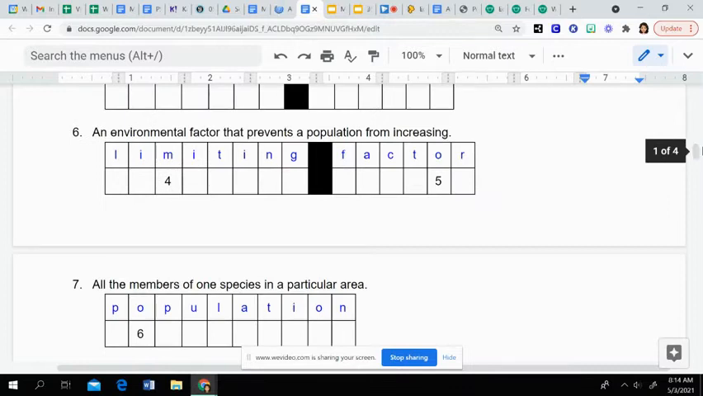6, an environmental factor that prevents a population from increasing is called the limiting factor. 7, all the members of one species, so the same type of organism in a particular area, is called a population.